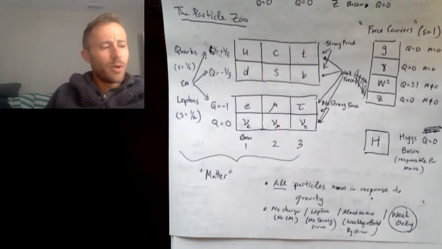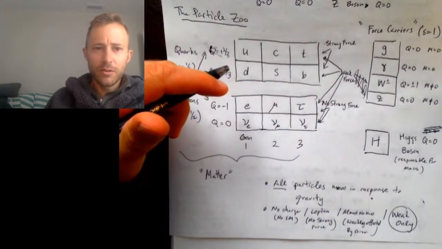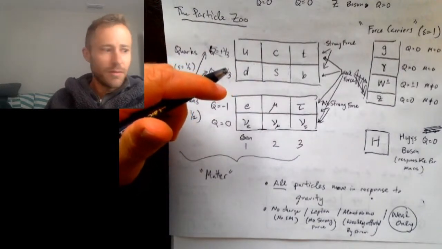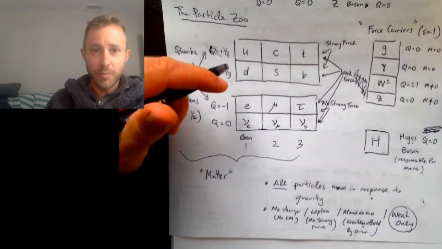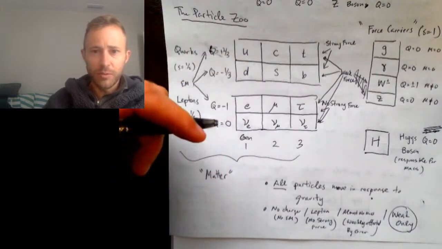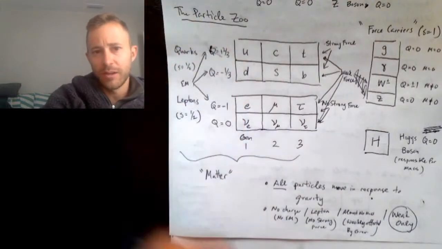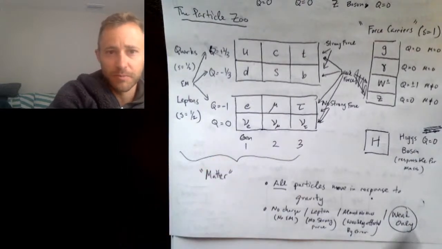By the way, we don't put antiparticles because antiparticles are not really shown as distinct from the particles. All of these have antiparticles, but it's not really thought of as a distinct particle because it has the same properties.